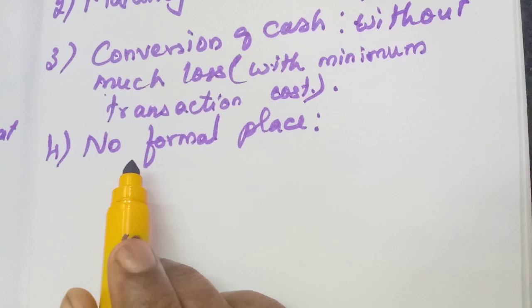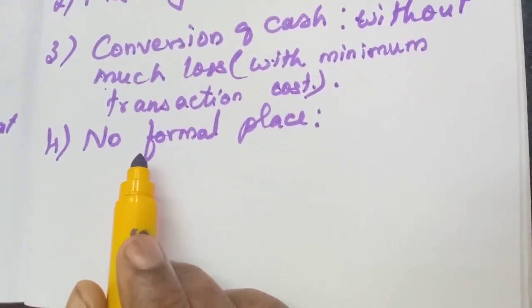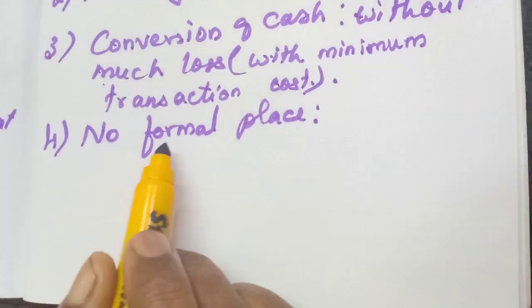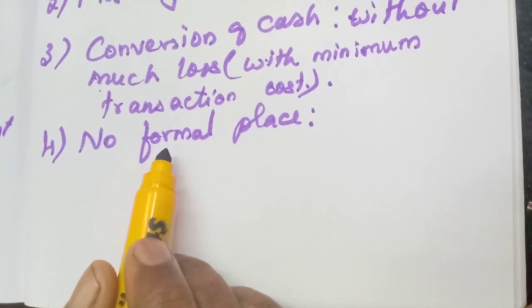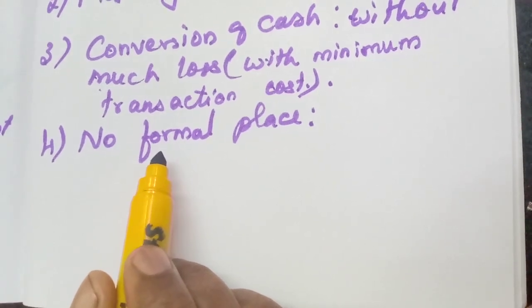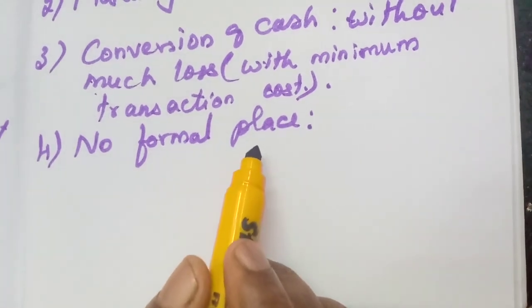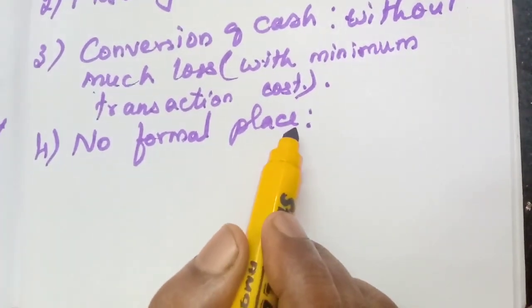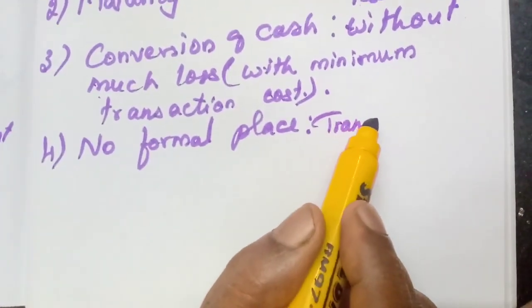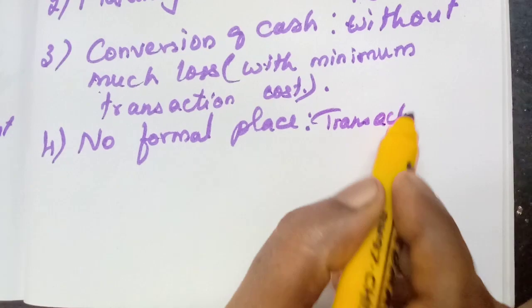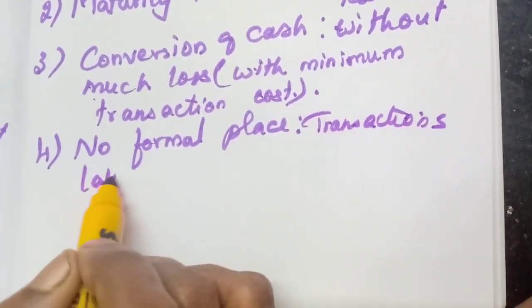When we hear about a market, we immediately imagine a formal place, a physical place. One location will be there, a place will be there. But in this money market, it is a collective name given, we have studied, isn't it? That is why there is no formal place for this one. Then how do these transactions take place? So all the transactions take place through phone. Understand? That is why no formal place. Transactions take place through phone.